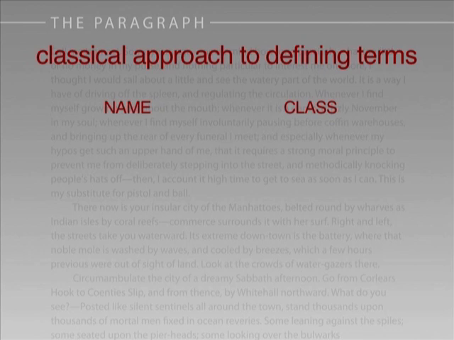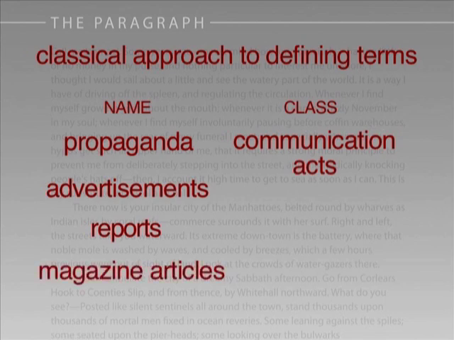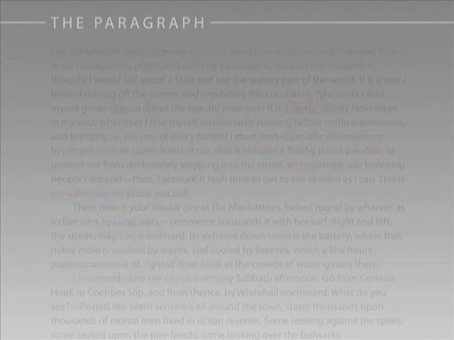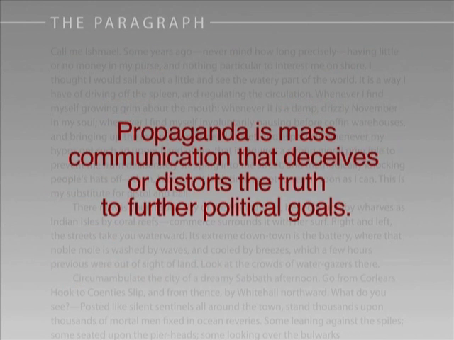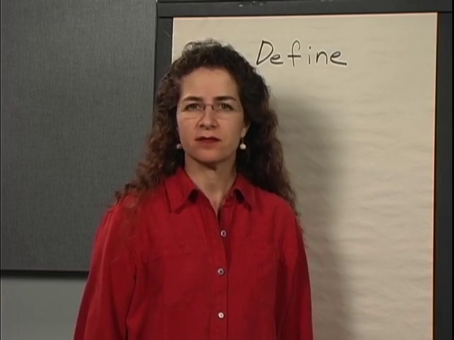Thus, if you were defining propaganda, you might place it in the larger class of communication acts, which would include advertisements, reports, and magazine articles, and then try to determine what differentiates propaganda from these other types of communication. Through this analysis, you could come up with a definition of the term that might look like this. Propaganda is mass communication that deceives or distorts truth to further political goals. Click on the link to the left for a sample of a paragraph developed by definition.